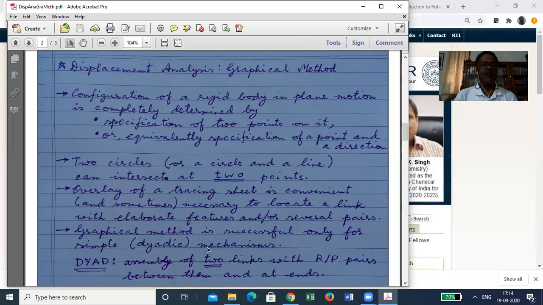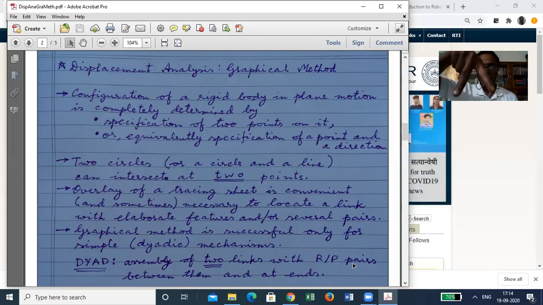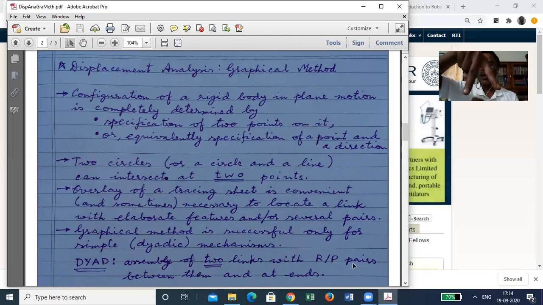And what is a dyad? A dyad is an assembly of just two links with revolute or prismatic pairs between them and at the end. This is one point which I mentioned in one of my earlier lectures. I identified two points and then showed you two links like this and said you can have this angle between the two links as you please, such that this point goes to one of the known points and this point goes to the other known point.